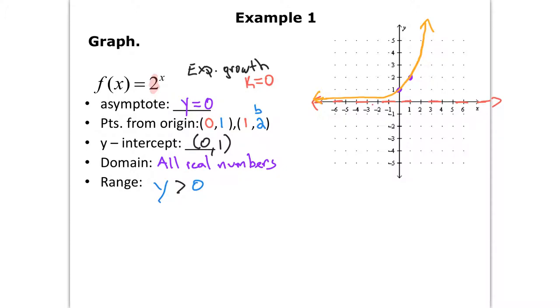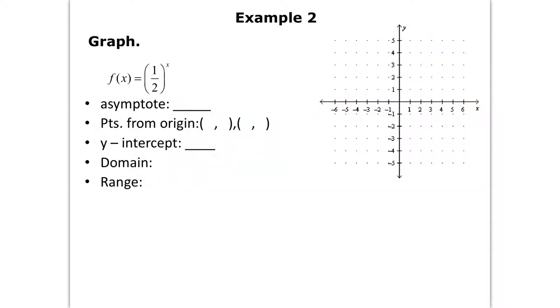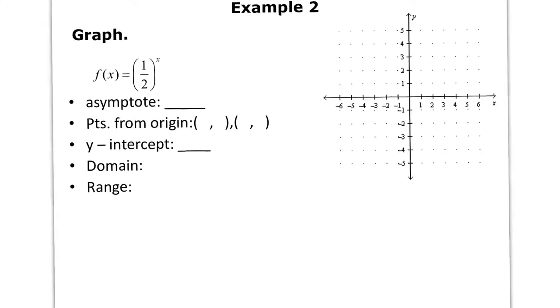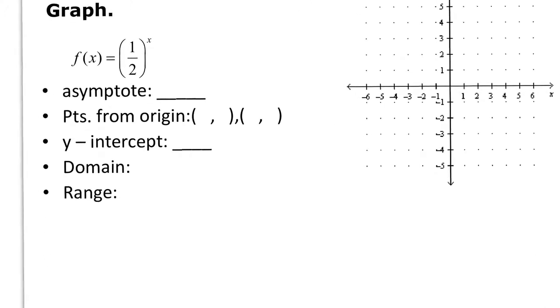So we have an exponential growth function, and you know all the components. So let's try one more. This one is an exponential decay. Exponential decay because the base is less than 1. I'm just going to highlight it. 1/2, that is less than 1. And let me just write this down here. We have an exponential decay.